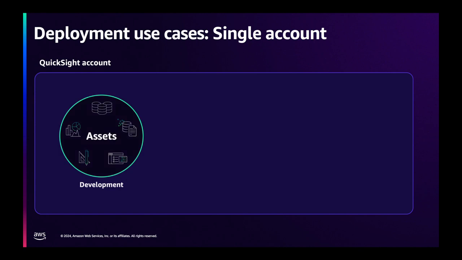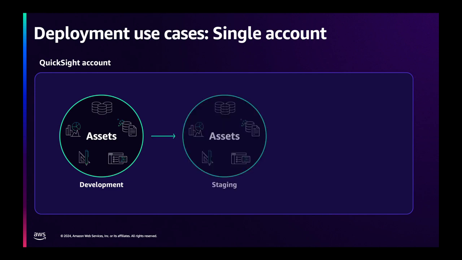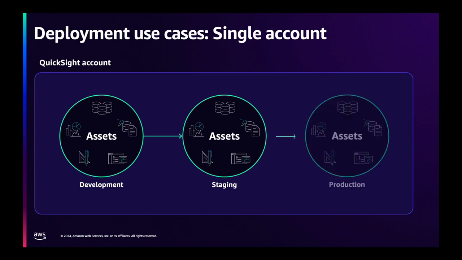where they will have BIEs or BAs developing all the assets, right? And then they'll use the same account for staging. Now they can use a naming convention, or they can keep the asset name the same and just say, okay, I'm ready now, let's stage. Staging means it could be for UAT or for somebody to go and validate. And then again, the same account is used for production assets as well.